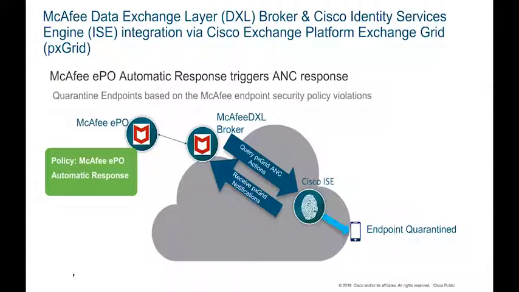In this use case, a McAfee ePolicy Orchestrator threat event automatic response policy will be defined based on the deletion of the EICAR AV test file. Once the end user attempts to delete this file, McAfee's virus scan will trigger an alert. The McAfee DXL Broker will then quarantine the endpoint as defined by the ISE adaptive network control policy. This occurs based on the McAfee DXL Broker's subscription to the ISE pxGrid node.